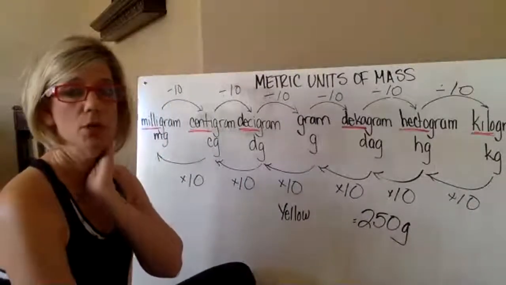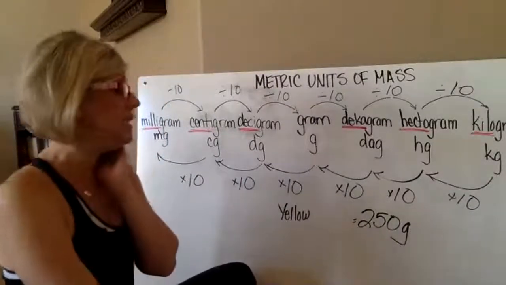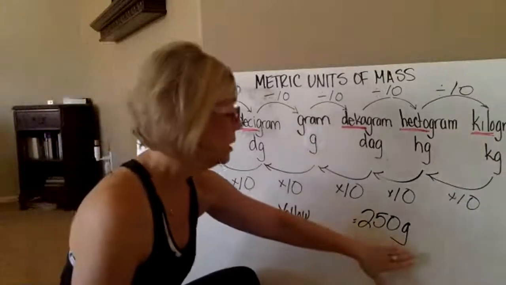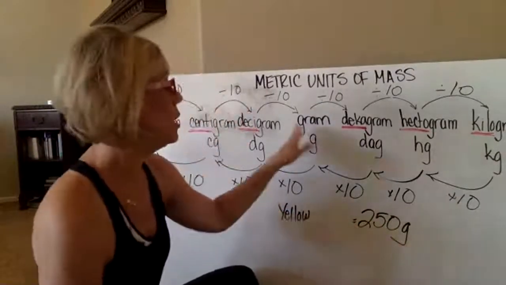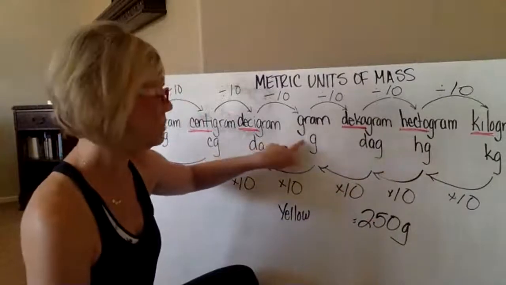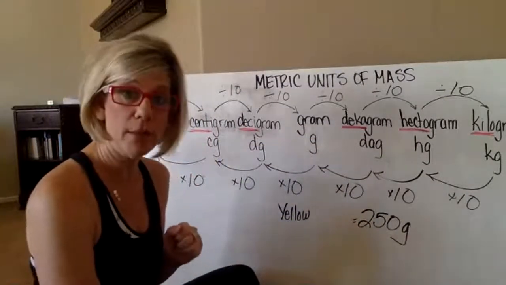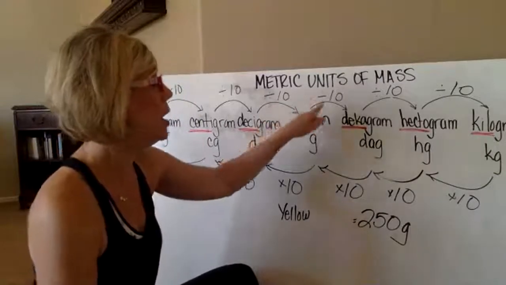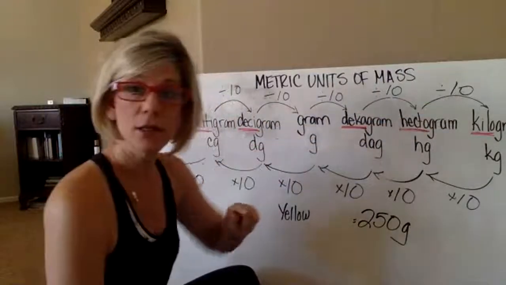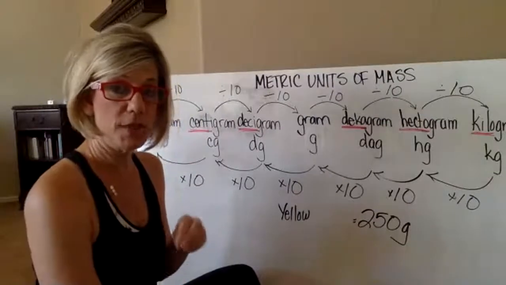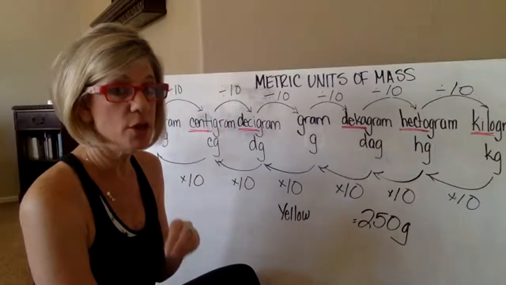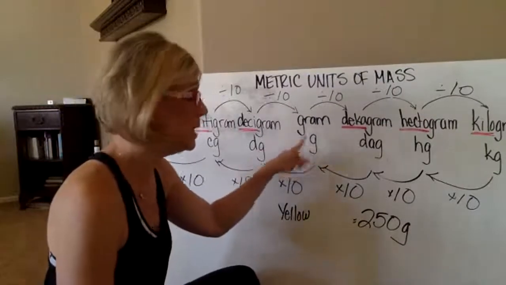To figure this out, I find that the easiest thing to do is to first look at the conversion of grams to kilograms. How many grams are in 1 kilogram? As I mentioned, 1 kilogram is 1, 2, 3, so 3 groups of 10, when you multiply together, is 1,000. There are 1,000 grams in 1 kilogram.